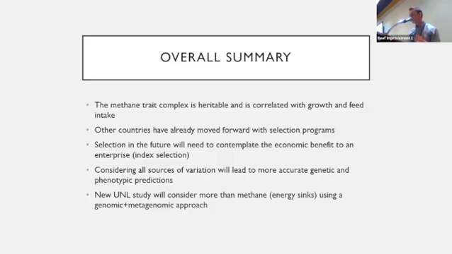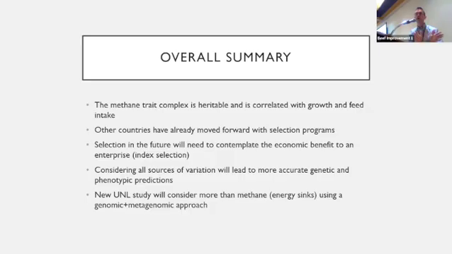Selection in the future, and I didn't cover this, but just to throw it out there, we need to contemplate the economic benefit to an enterprise. So in other words, some kind of whole system selection index that contemplates methane. And I see a lot of grant proposals that say that we're going to put methane in an index. That's more complicated because there's not a direct economic signal right now for it. So it kind of lends itself almost to this desired gains approach. How much do we desire to change methane absent economic signal?